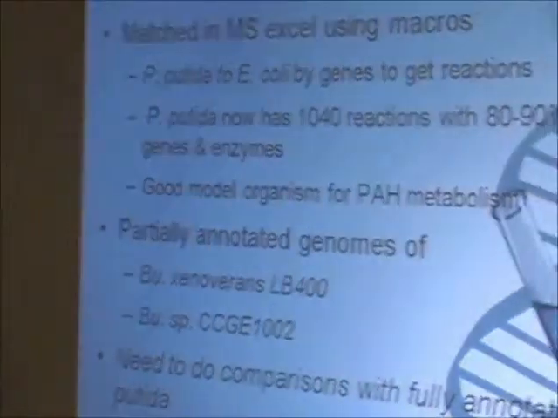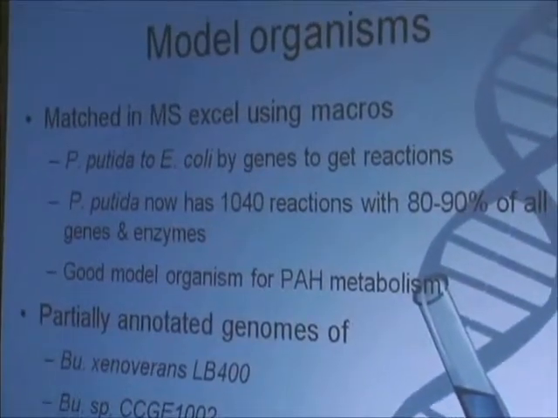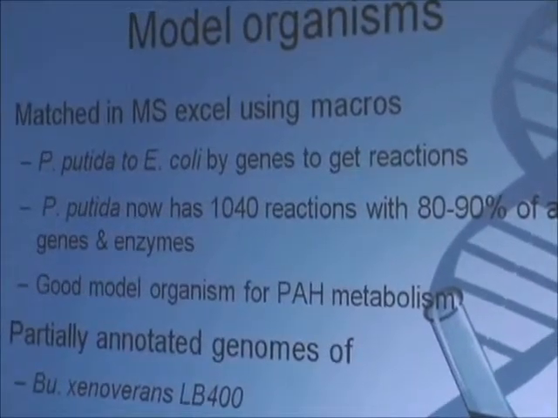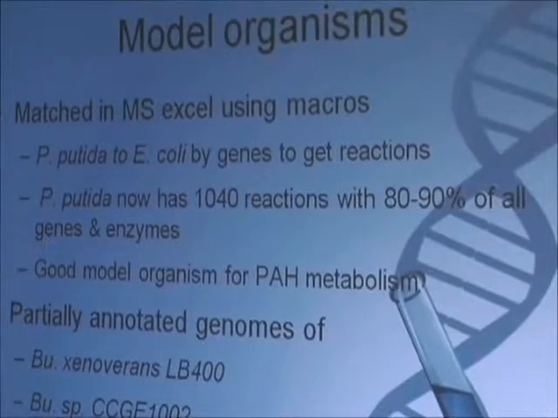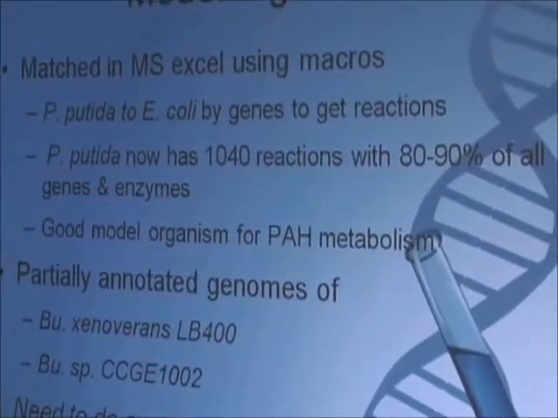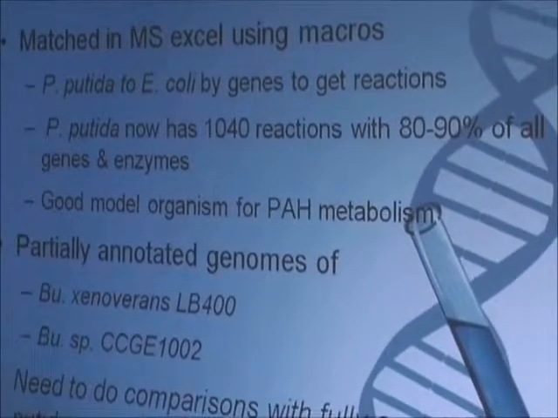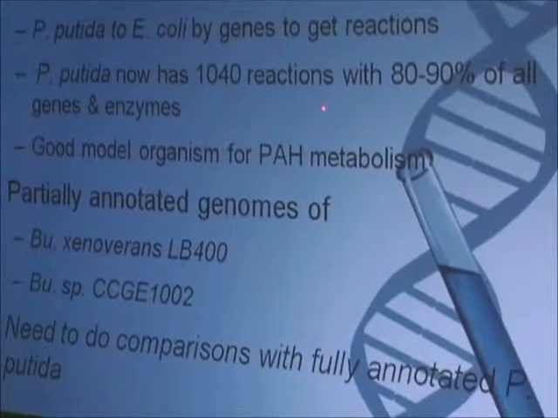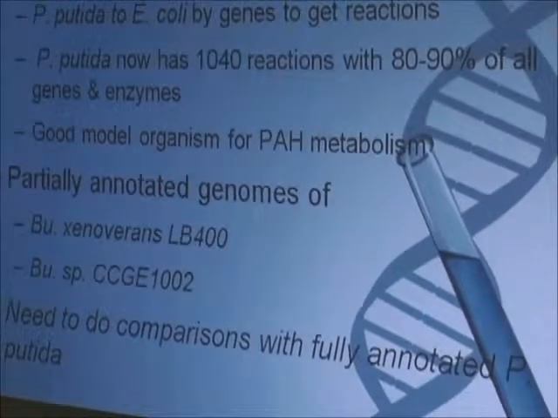We matched P. cutula to E. coli to see if we would get anything from E. coli, because E. coli was so well annotated, to see what reactions we'd get. It wasn't very similar, so we didn't quite get as much as we wanted. We probably got about 40% match in terms of genes. Now, P. cutula has about 1,000 reactions with 80 to 90% of all genes in the gut, which I guess is right.